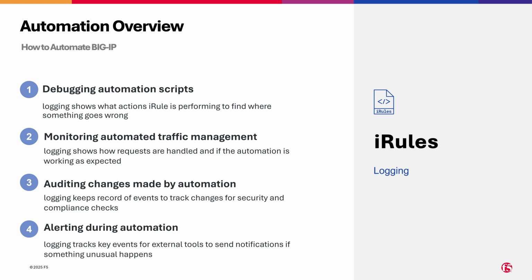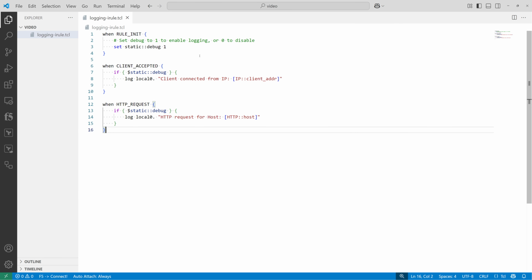For alerting during automation, you can log key events. Then, external tools can watch the logs and send notifications if something unusual happens, like a spike in traffic or a repeated error. In this example, the iRule logs client connections and HTTP requests. The rule init event sets a variable called debug to enable or disable logging. The client accepted event logs the IP address of the client when they connect. The HTTP request event logs the hostname from the HTTP request.